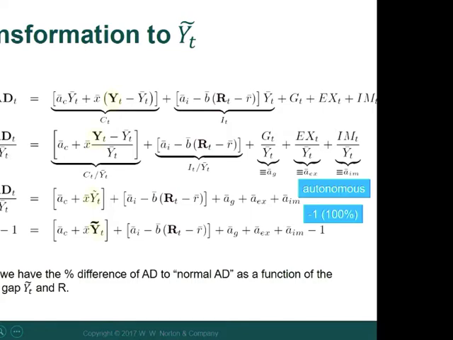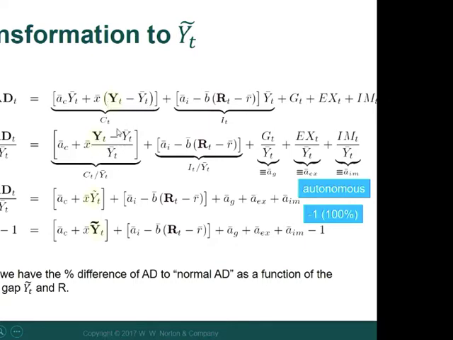First step is we divide everything by potential GDP. So now everything becomes percentage. This one becomes actual consumption as percentage of GDP. So here, divided by Y bar, Y bar just disappears, AC remains. This thing here divided by Y bar becomes this one.